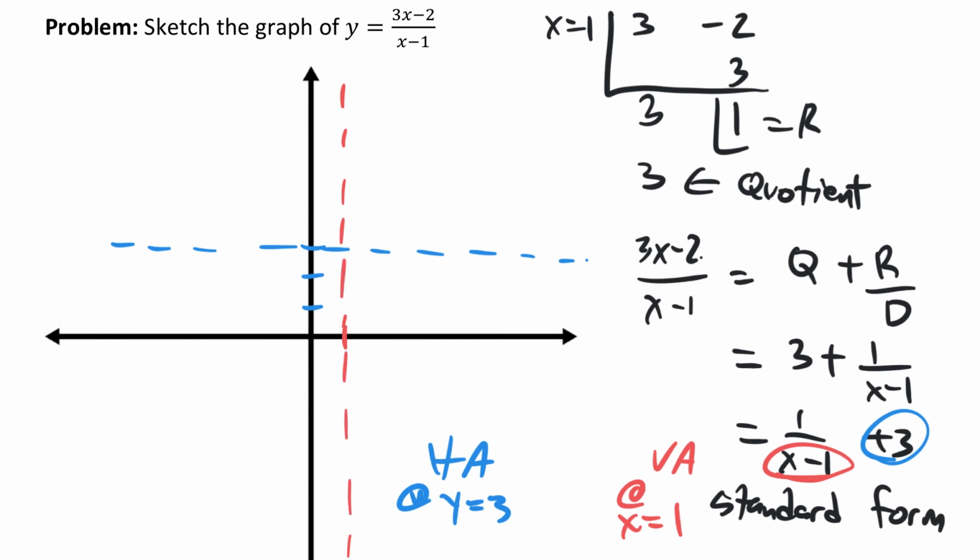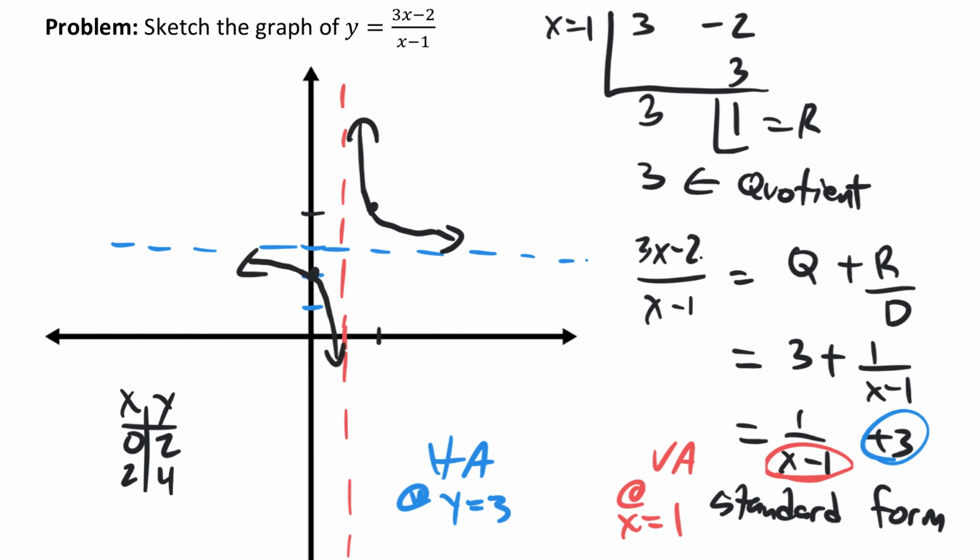And then we pick some values. We can plug them back into the original one, or the standard form. It doesn't really matter. We're going to pick 1 on the left, so we'll do 0, and 1 on the right, we'll do 2. When you plug in 0, you should get negative 1 plus 3, so 2. When you plug in 2, that will give us 1 over 1 plus 3, so 4. So 0, 2, and 2, 4. Draw some swooshes, and we're good to go.